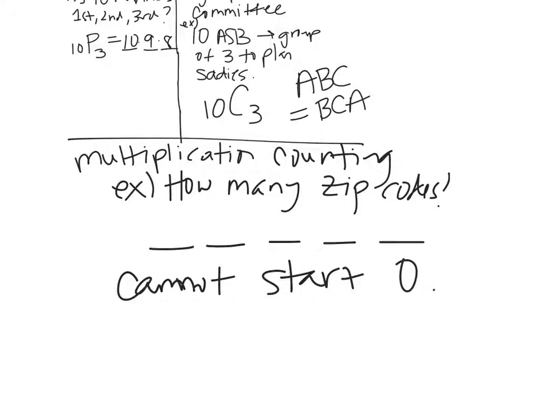Actually, I think New York has zip codes that start with a 0. Oh, is that why there are only 4 digits? Yeah, I think so.